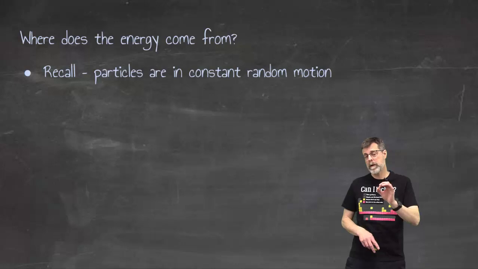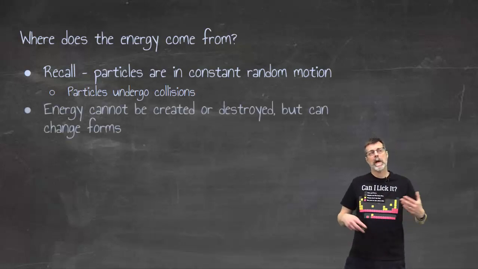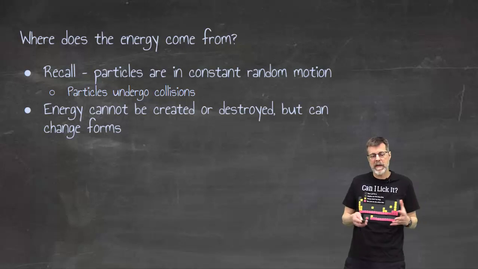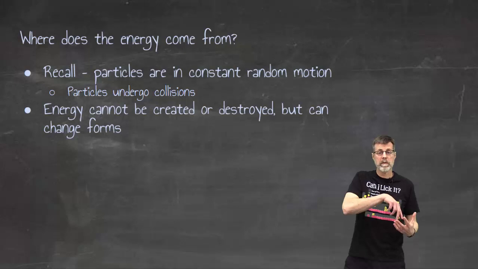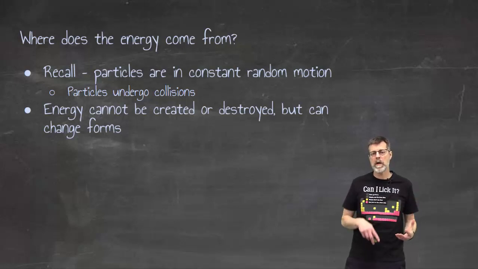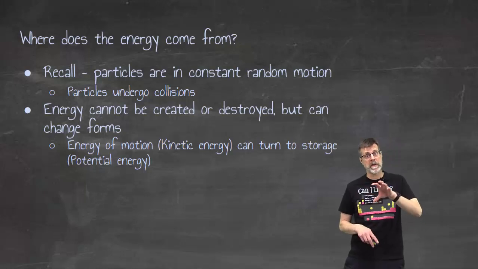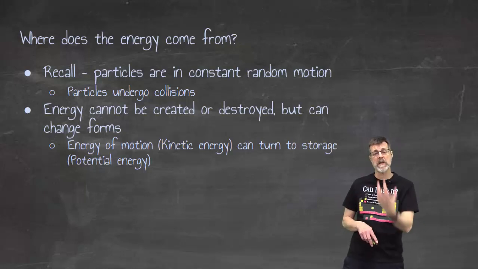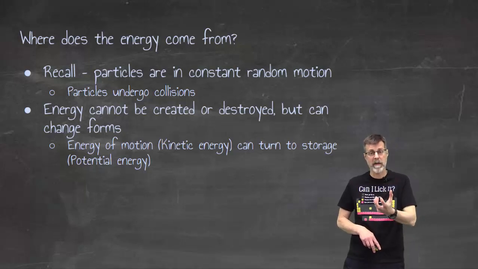If I'm going to require energy to break those bonds, it's going to come from the motion. These particles are in constant random motion. They're going to be colliding with each other all the time. When they collide, the energy that they had in their motion can get dumped into the bond. It can basically shake the bond a little bit. If I shake that bond enough, if I take that motion energy and dump it into the bond, I can actually break that bond.